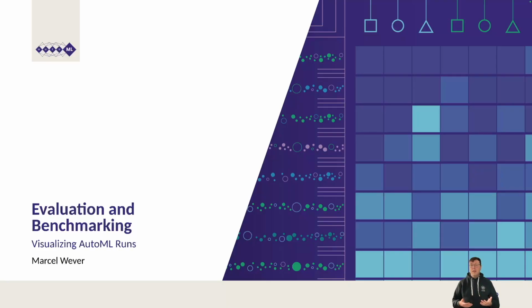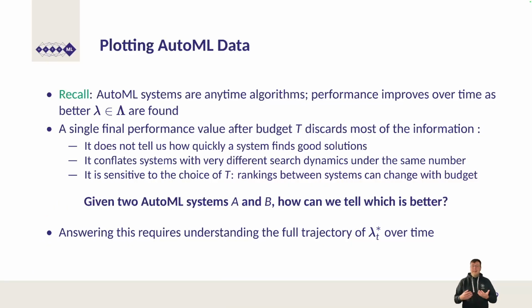As we will see, doing it correctly is less straightforward than it might appear. Let us start with the motivation. Recall that an AutoML system maintains an incumbent, the best configuration found so far, and updates it whenever a strictly better configuration is discovered. The system can be stopped at any point in time and return this incumbent. This anytime property is one of the defining characteristics of AutoML systems, and it has a direct consequence for how we should report and compare them.